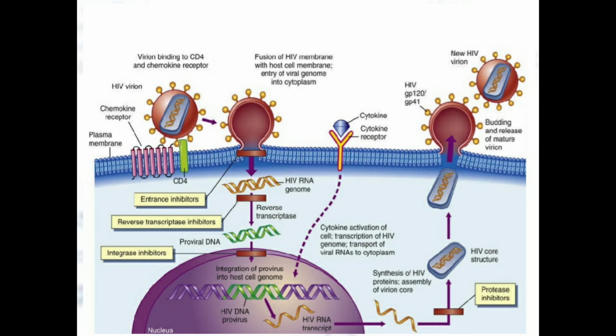Our virus is trying to attach to the host cell membrane with the help of glycoprotein 120. This one has more affinity towards these CD4 cells. So what are CD4 cells? Cluster designation for receptors. These are nothing but the proteins which are present on the surface of T helper lymphocytes, monocytes, macrophages, dendritic cells, and brain microglia. So you can see CD4 receptors on the surface of all these types of cells.